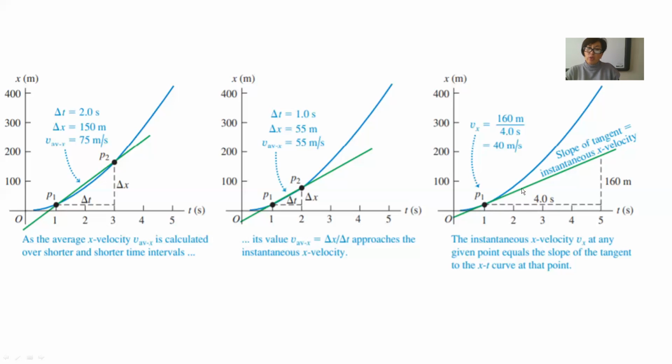We know the slope of the tangent line equals the instantaneous velocity. The instantaneous velocity at any given point equals the slope of the tangent to the x-t curve at the point. Here this is calculated from the position, and the instantaneous velocity will be 40 meters per second.